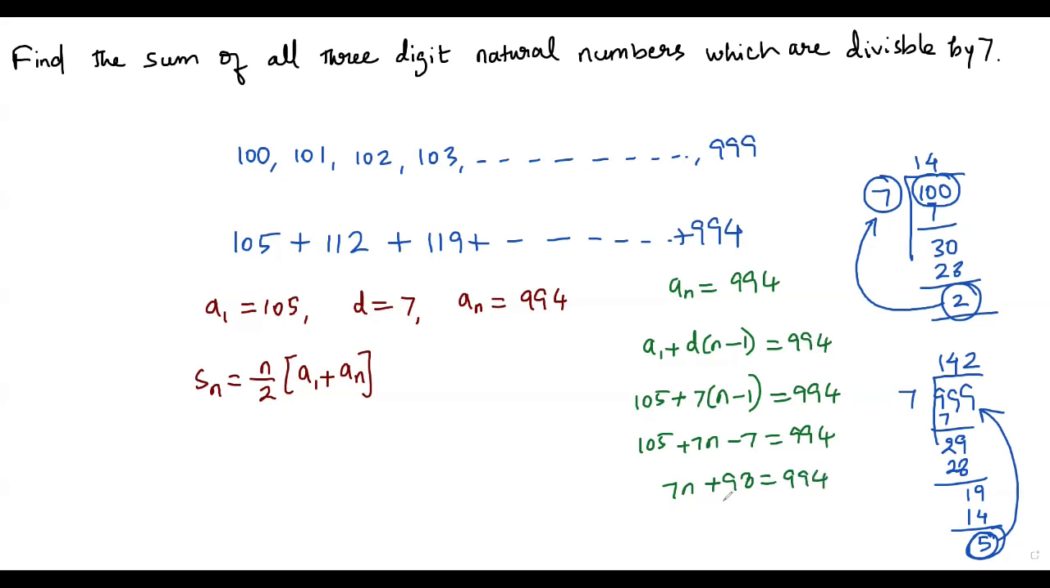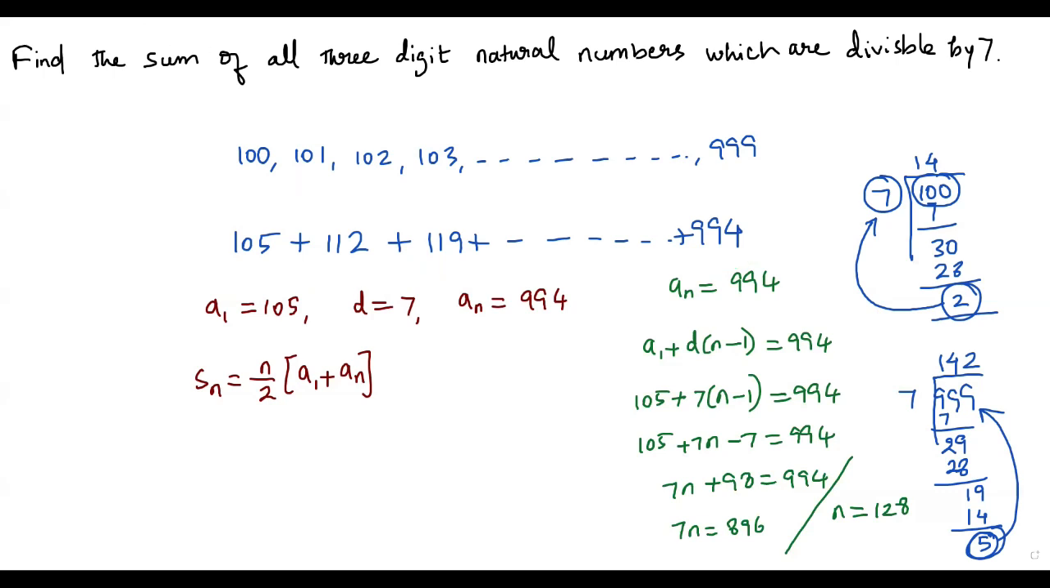So now I can subtract 98 from both sides. When I do so, I'm getting 7n is equal to 896. Now to get the value of n, I have to divide both sides by 7. When I divide both sides by 7, I'm getting n is equal to 128. That is, there are 128 terms in this arithmetic series. So there are 128 three-digit natural numbers which are divisible by 7.